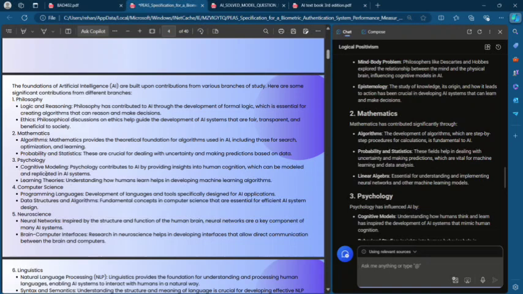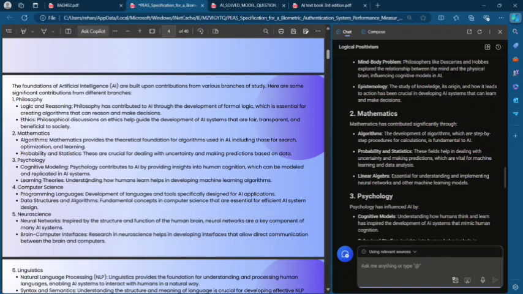Then psychology. Psychology consists of cognitive modeling and learning theories. Psychology contributes to AI by providing insight into human cognition, which can be modeled and replicated in AI systems. So the basic thing you can write under psychology is studying human behavior and human action in a person, and then applying those results or observations to model or replicate in an AI system. Okay, that is cognitive modeling. Then another, what I said generally, you can just write without mentioning any heading.